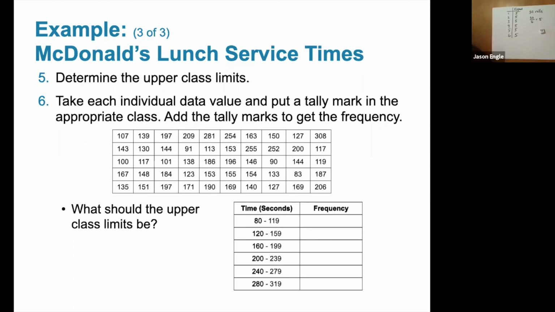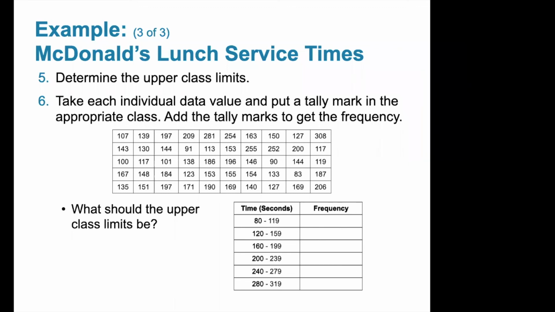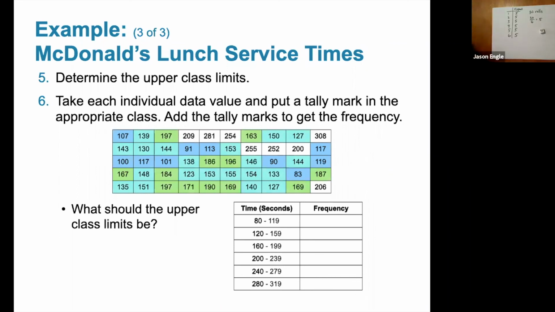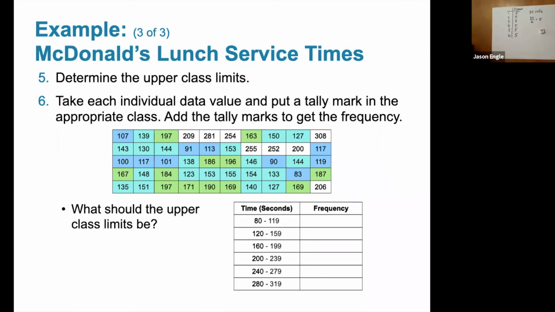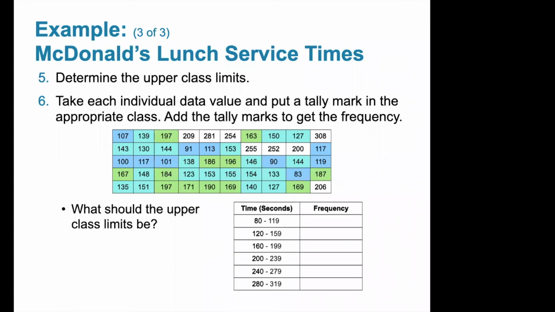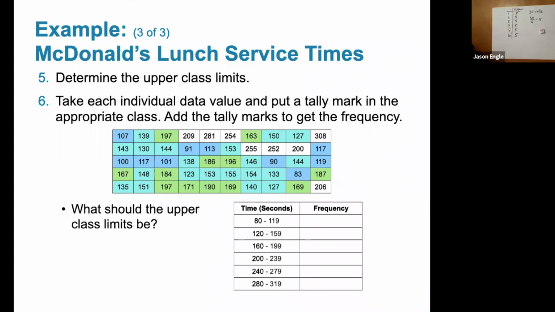But once you have determined the classes, the remaining step is to simply count how many numbers are in each class. I highlighted some of them just to make the counting go a little quicker. How many numbers are in the range of 80 to 119? Those are the ones I did in dark blue. You see that? 1, 2, 3, 4, 5, 6, 7, 8, 9, 10. Yeah, 10. I see 10 as well.